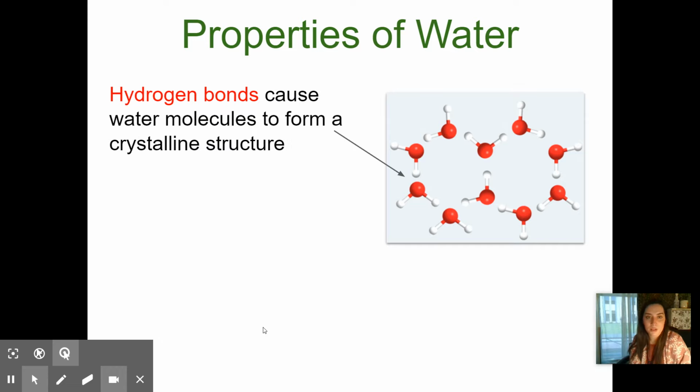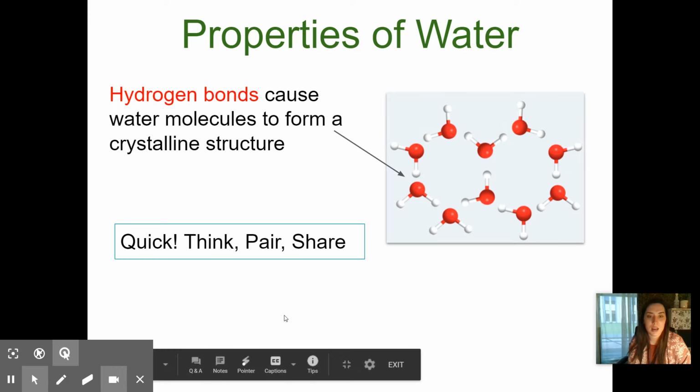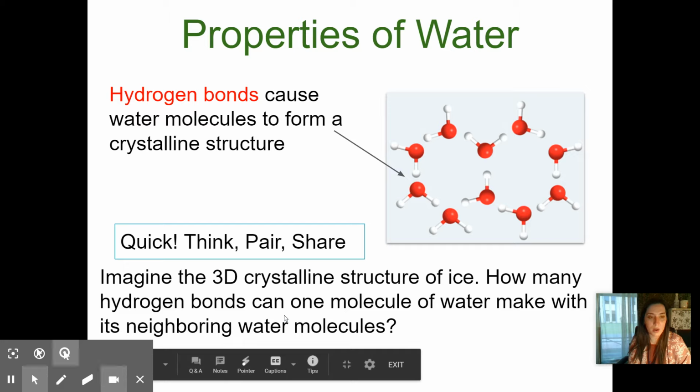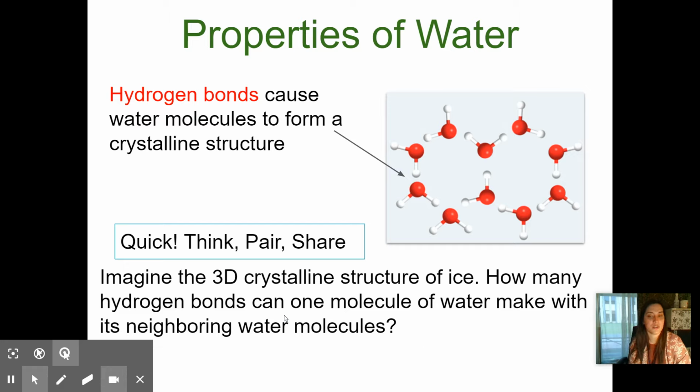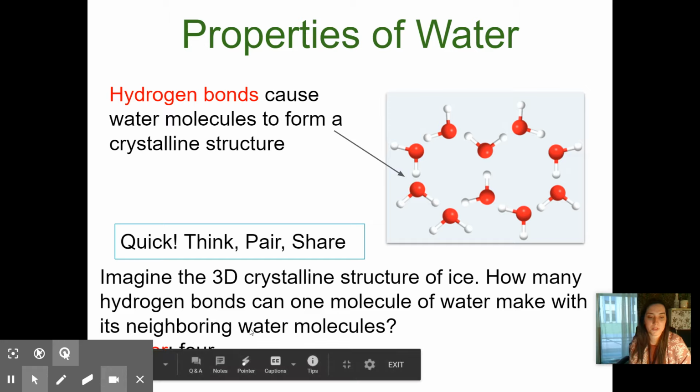Okay, so hydrogen bonds cause water molecules to form this crystalline structure, like I said. I want you to imagine the 3D crystalline structure of ice. How many hydrogen bonds can one molecule of water make with its neighboring water molecules? You're going to answer this in the Edpuzzle. So the answer is 4.